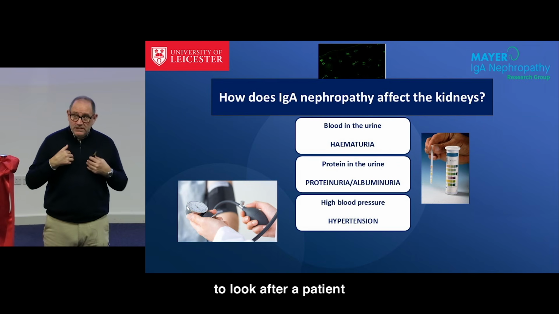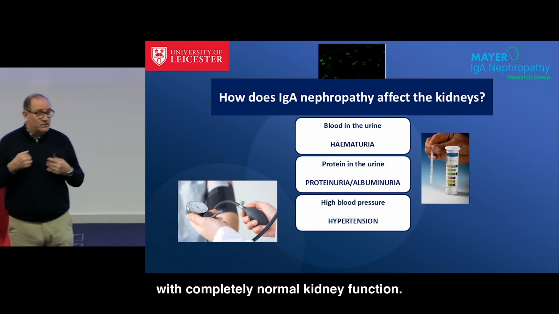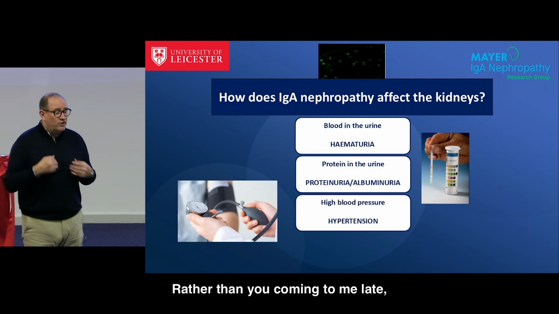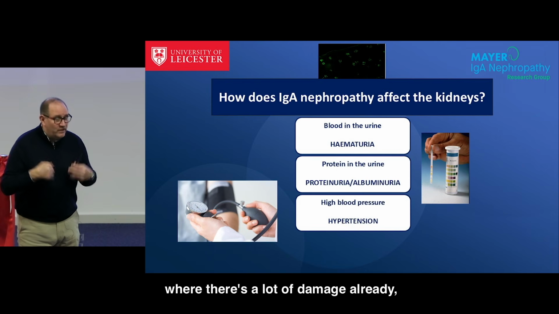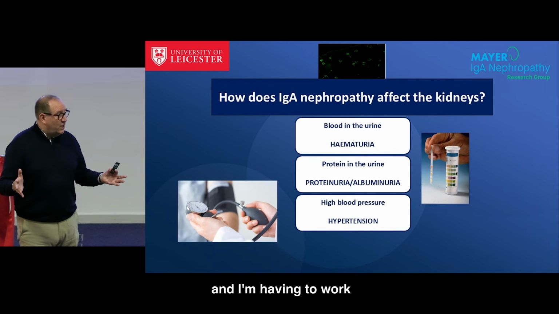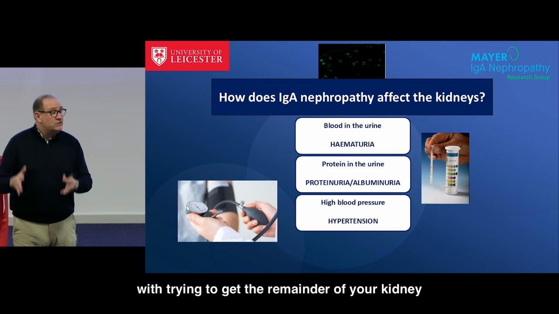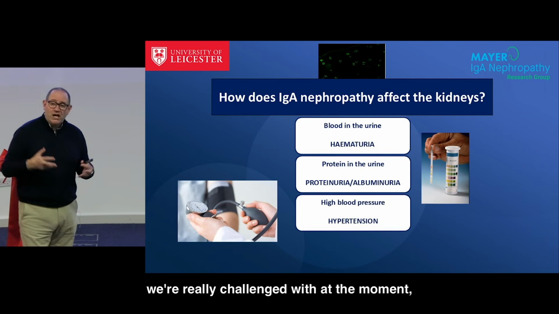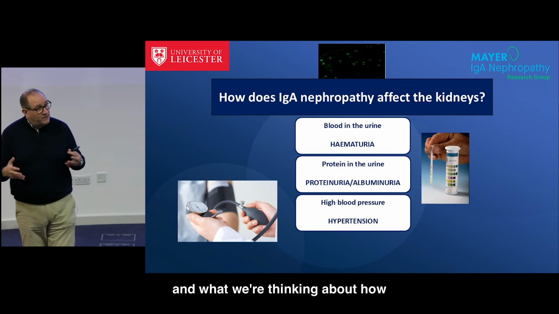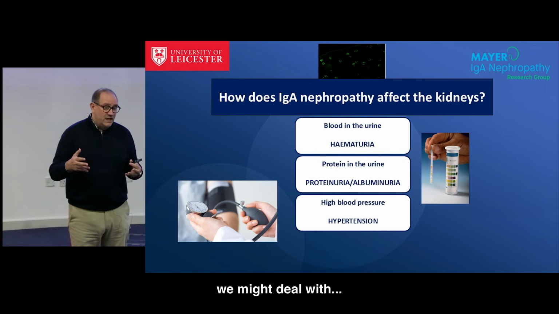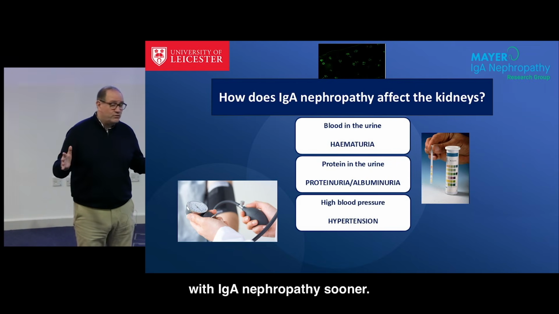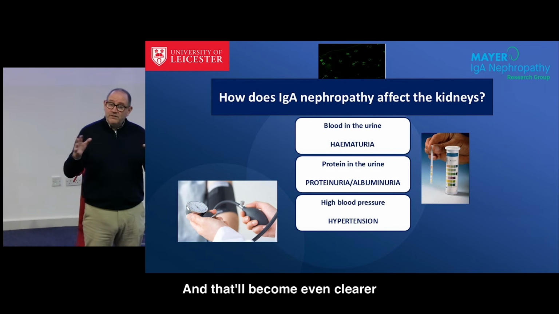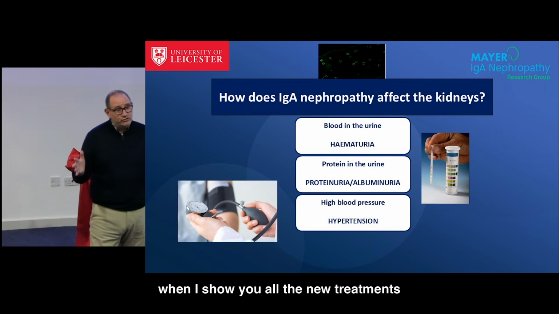It's much better for me to look after a patient if you come to me with completely normal kidney function, rather than you coming to me late where there's a lot of damage already and I'm having to work with trying to get the remainder of your kidney to last as long as we can. So one of the things we're really challenged with at the moment, and what we're thinking about how we might deal with, is how do we find patients with IgA nephropathy sooner? And that'll become even clearer when I show you all the new treatments that are coming.